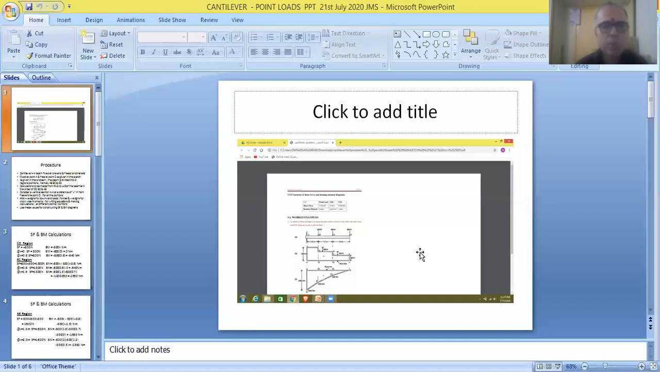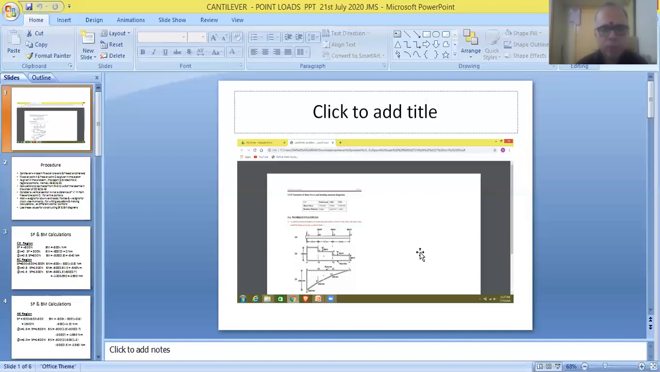And also several loads acting on the beam will be given in the question. The distance between the loads, and the distance between the loads and the ends of the beam, will also be given in the problem.